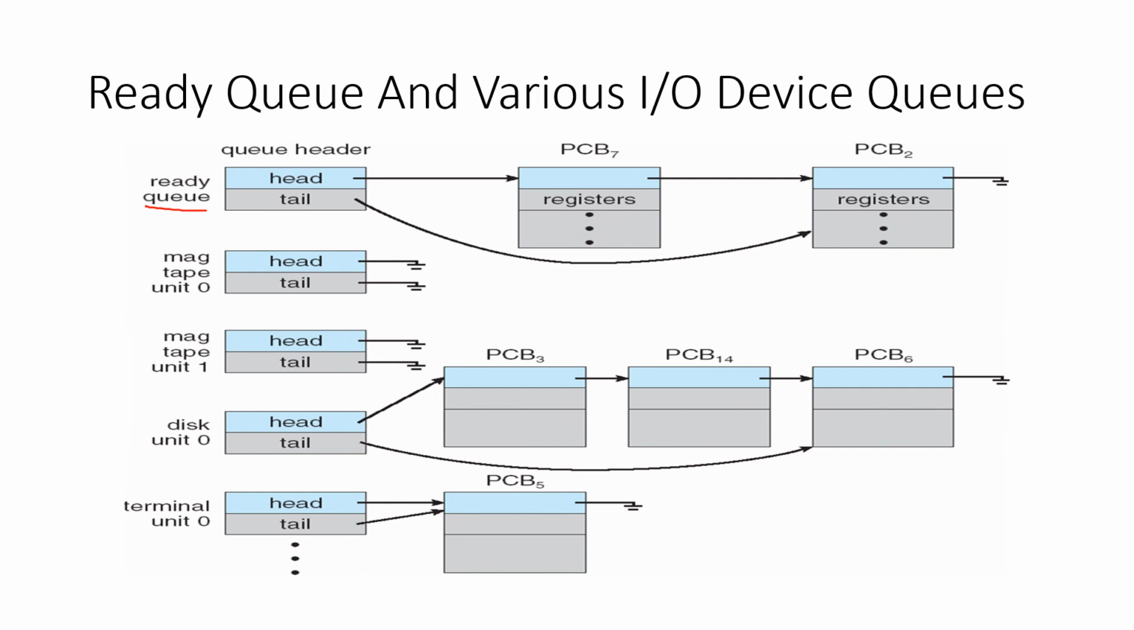Next we have the magnetic tape 0 and magnetic tape 1 device queues. These device queues do not have any processes waiting, hence this list is empty. Next we have the disk unit queue. Here also we have 3 processes in the queue waiting for disk space to be allocated. Next we have the terminal unit. We can consider it as a display. So this is the display unit queue which has one process waiting for the display to be provided.